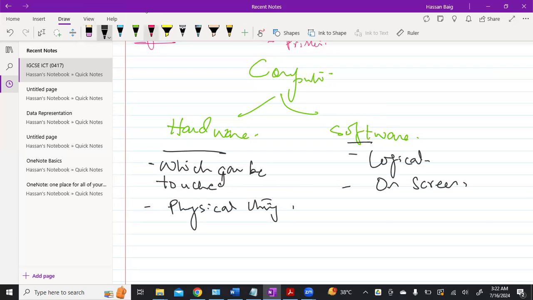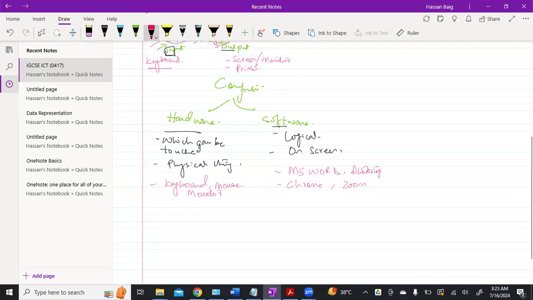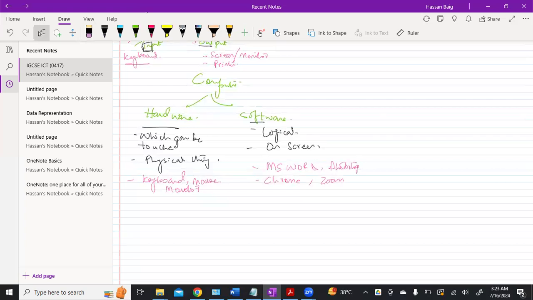For example, I'll give you an example for that. Maybe a keyboard, mouse, or any kind of thing, monitor, similar like that. For software, we will give you examples of MS Word, Photoshop, your browser, maybe Chrome, and maybe Zoom, which we are using right now. So all of these things are software. And this is the basic idea of what is hardware and what is software.